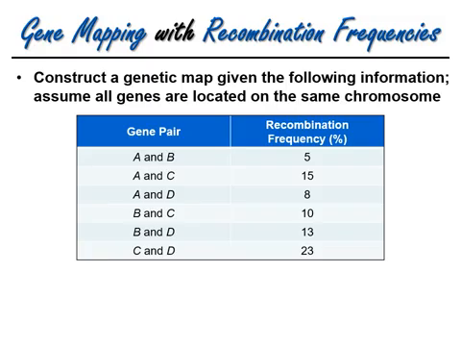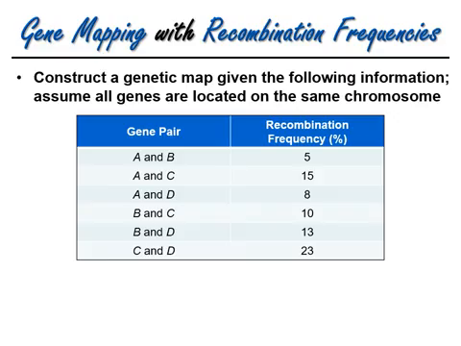All right, so here's the data that we have. So we have recombination frequencies, good, no number over 50%, that's good. We want to construct a genetic map given the following information. Assume all genes are located on the same chromosome. Oh, that's nice. That's a nice piece of given information for us. So they're all on the same chromosome, so we really just have to come up with one line, and then we have to put A, B, C, D on that line with a proper distance between them.